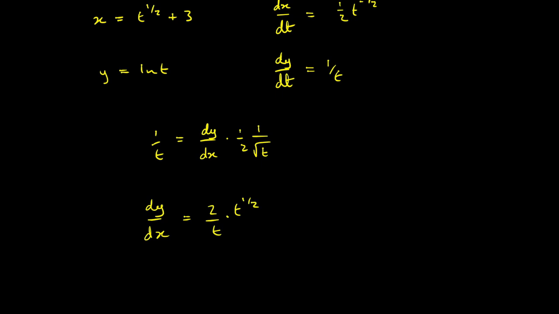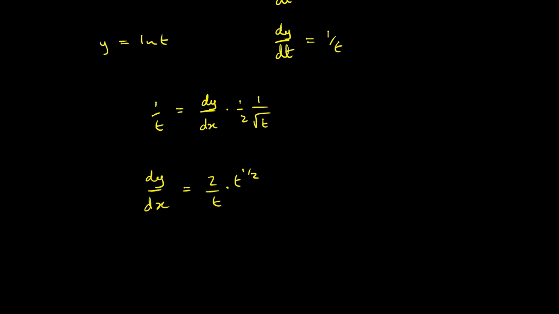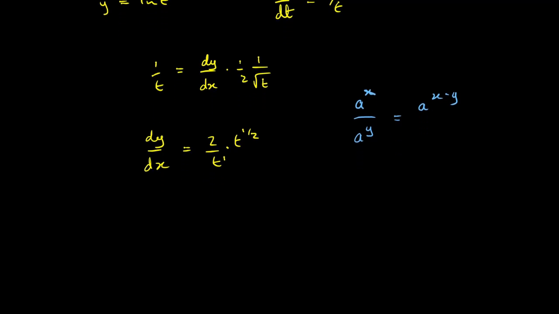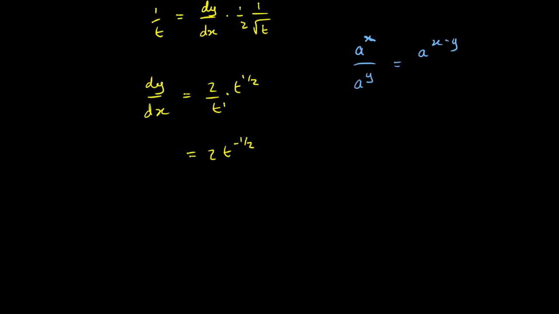And t to the power of half divided by t, we can use the indices rules. So for those of you a little bit less confident, a to the power of x divided by a to the power of y is a to the power of x minus y, right? I subtract the powers. So I've got power of half on the top, power of 1 on the bottom, and a half minus 1 is minus a half. So this is 2t to the power of minus a half. And again, for the same reason, that is the same thing as 2 divided by the square root of t. Okay, so our expression for dy dx is 2 divided by the square root of t.